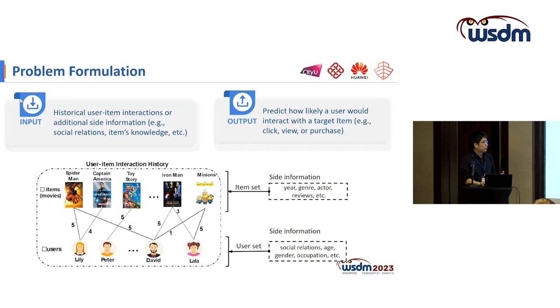To improve the model performance, sometimes we may also consider other side information. For example, in this task, we may consider the year, category, actor, and review information of the movies. And we may also consider user side information, for example, the user's age, gender, and also some social relationships to improve the recommendation performance.